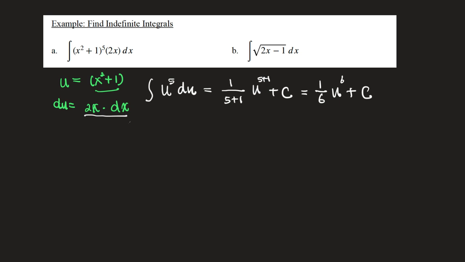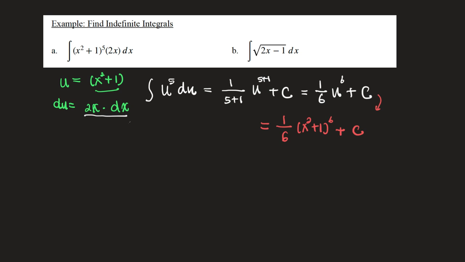You are not done yet. Be very careful, guys, you are not done yet. What is u? It's x squared plus 1, so the answer is 1 over 6 times (x squared plus 1) to the sixth power plus c. That's what you're going to find, guys. Everyone understand that? That's the first one.